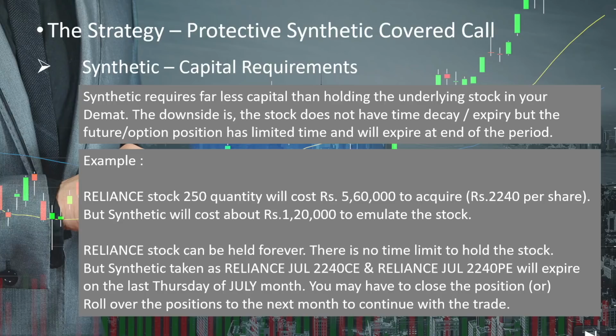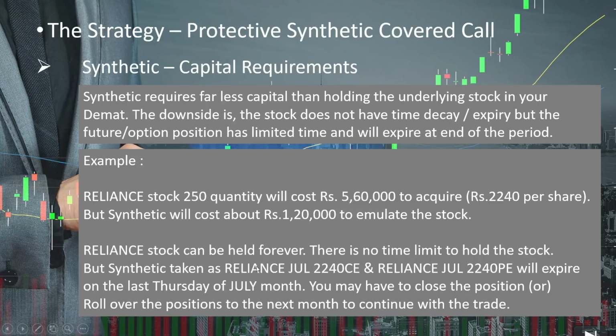But here the big advantage or disadvantage is that Reliance stock can be held forever. If you go and buy the stock, you can hold it for life. Till you sell, you don't have a problem. The stock does not expire. Okay. And there is no time limit to hold the stock. But any synthetic, if you take in options or futures, has an expiry date. After the expiry, either you roll over the positions to the next month or you close the positions, meaning the trade is done. But stock is not like that. You can keep the stock forever.